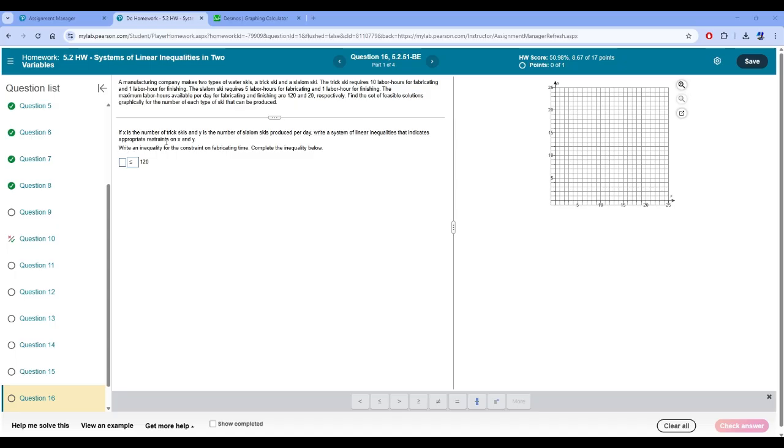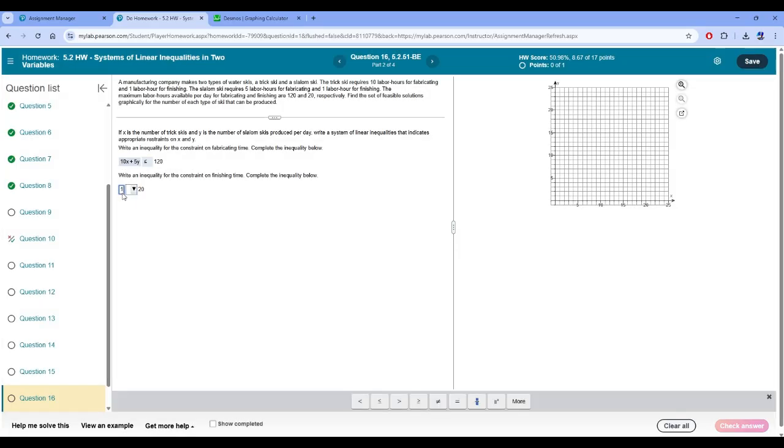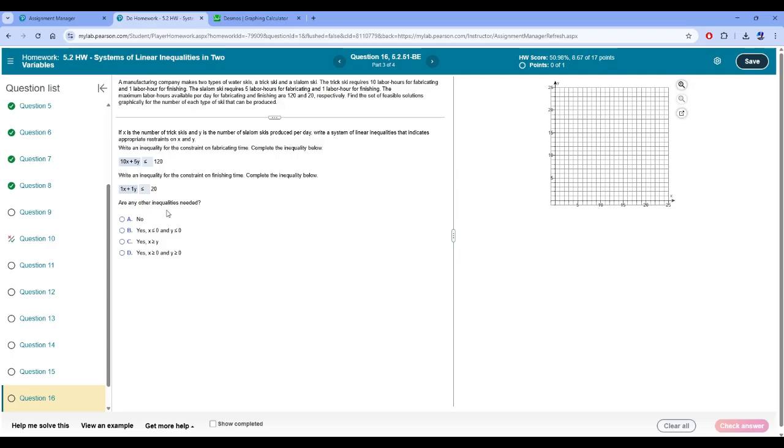Alright, so as I was saying, here we have to compare the amount of time that we're going to spend on fabricating together. So let's say we have 10 hours from the X, plus how many does it take? It takes 5 hours from the Y. That's going to be less than or equal to 120. And then my inequality for the other one is going to be 1x plus 1y less than or equal to 20, because that's how long I have for the finishing. Awesome. And now you need to have x greater than 0 and y greater than 0, because you can't have negative hours of fabrication.